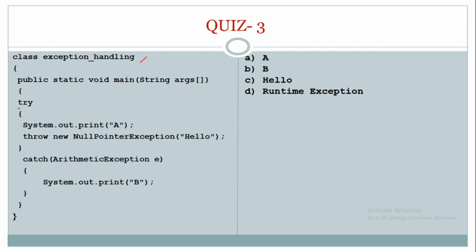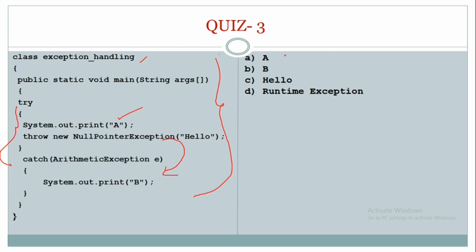We have a try catch block, and it will print A. Then the programmer manually throws a null pointer exception inside the try block. Is it caught? No. As you can see, this catch statement is handling arithmetic exception, it is not handling null pointer exception. So in that case the program gets terminated, and it will print a system generated error message.